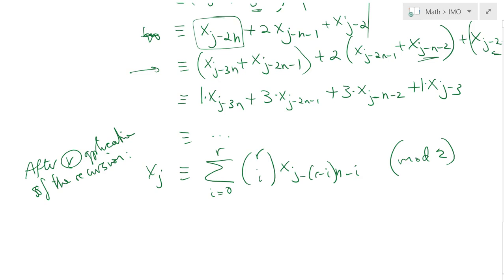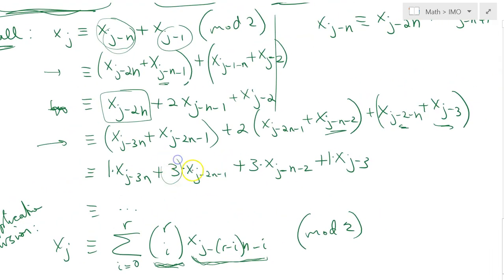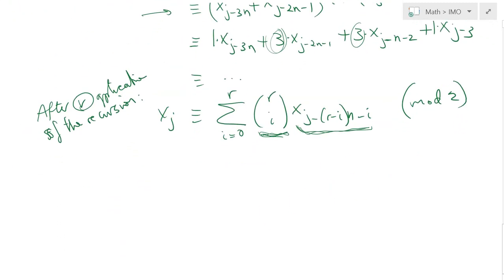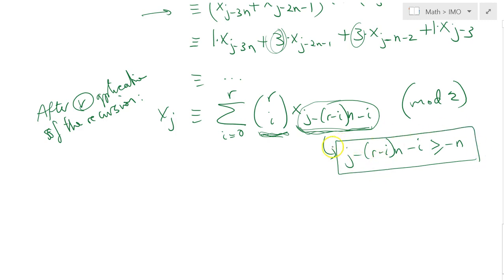What I mean by mod 2 is I only care if the coefficients are odd or even. I already know these are binary as well. And the same thing here. For instance, I can further simplify this expression by just replacing the 3's with 1's and so on. But then I make the following huge claim. Oh, before the claim, obviously this would work only if this whole thing, j minus r minus i n minus i, has to be greater than or equal to minus n. So that's a condition for when this holds.